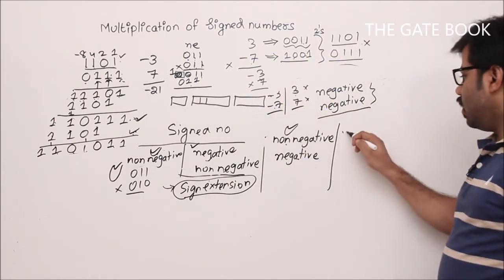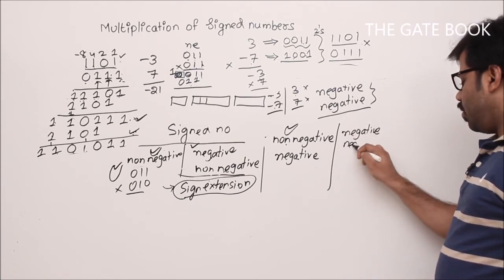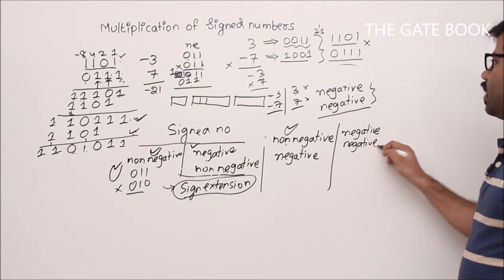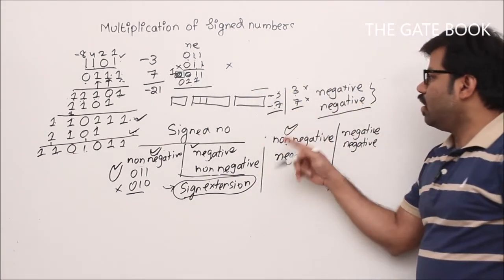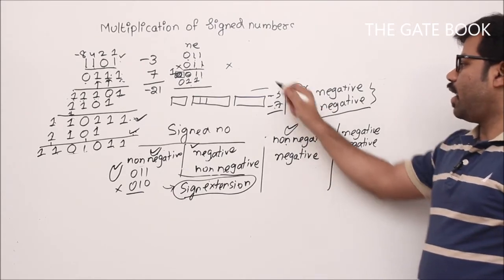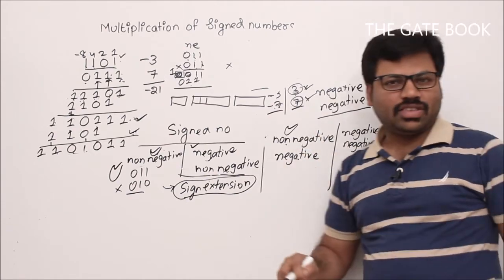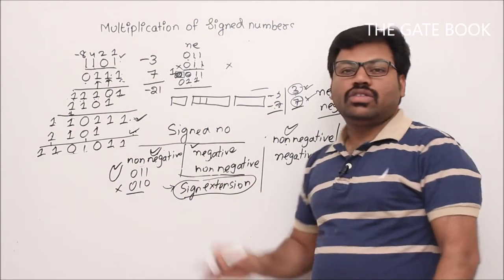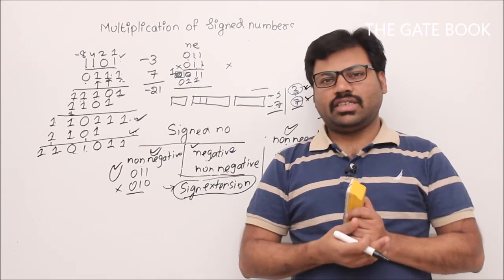So the last case, sir, how do you cover negative and negative? That means the multiplier and multiplicand are both negative. That is very simple. If you have minus 3 into minus 7, then again take positive versions. Minus 3 into minus 7 is equivalent to 3 into 7. But we know how to multiply 3 into 7, right? Same story. So finally all the cases can be covered only if you do sign extension, correct?